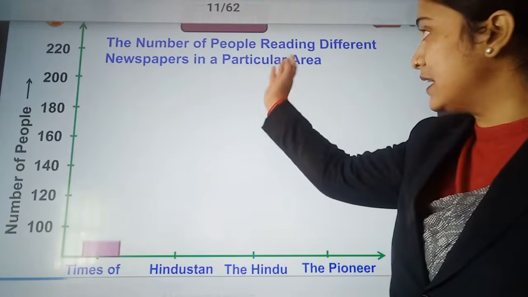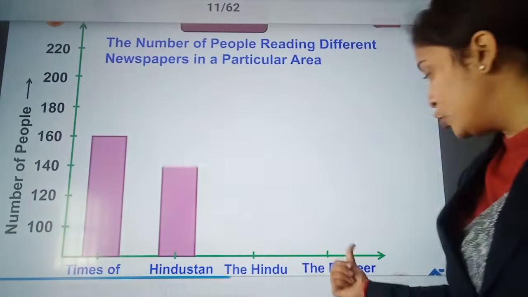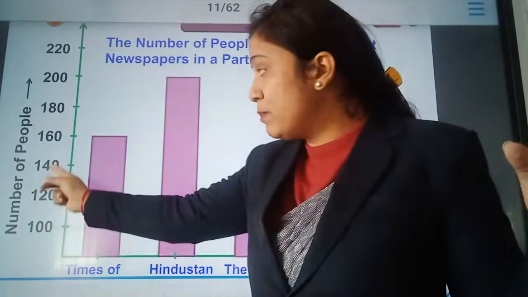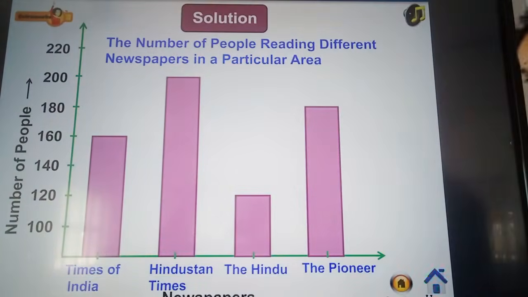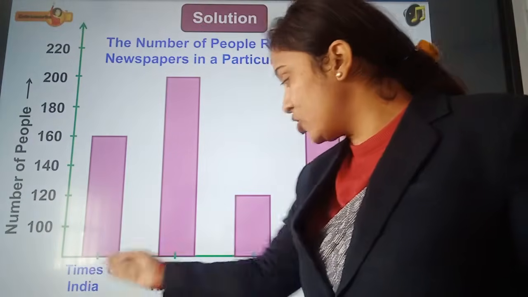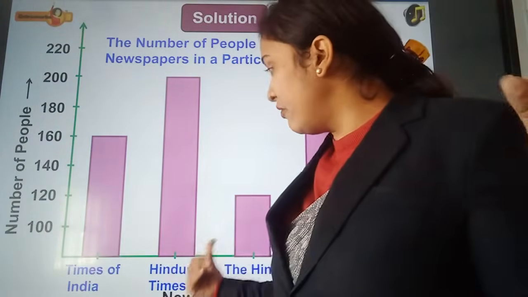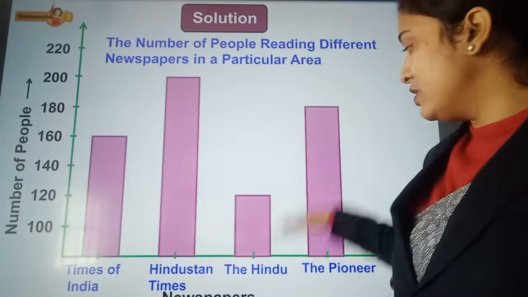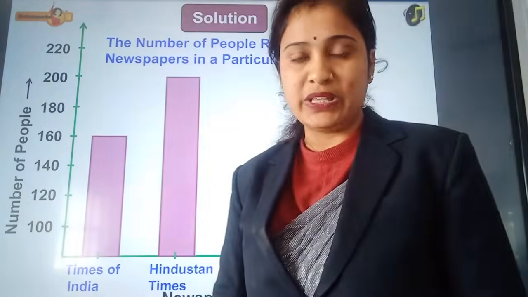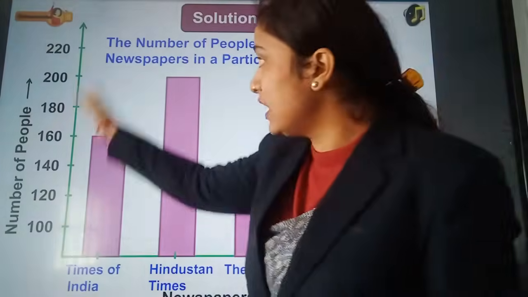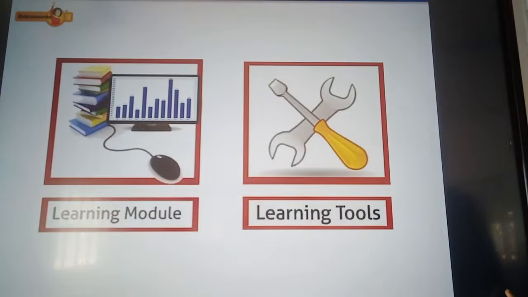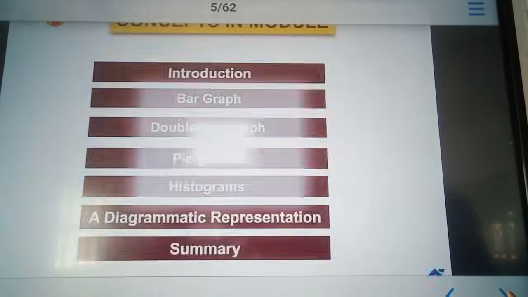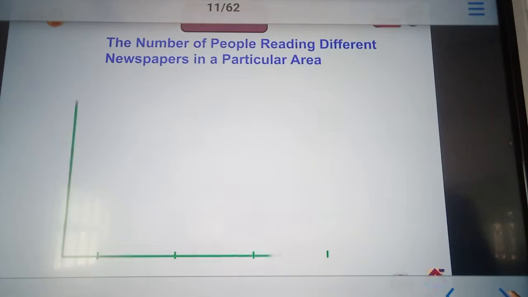So here we have written the title, and then we have made two mutually perpendicular axes. The number of people, or the frequency, is plotted along the y-axis, and along the x-axis we have named the newspapers, and with respect to each different newspaper we have plotted the frequency along the frequency table. So when the frequency is taken along the y-axis, the graph formed is vertical. Alright, so let us take one more example with the horizontal graph. Here we have the vertical.